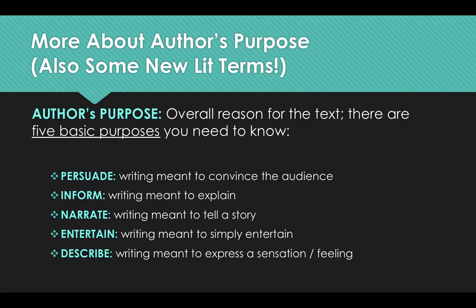Let's look really quick. So these are our new lit terms. They're not totally new because we reviewed them for a couple of days. But the author's purpose has 5 basic purposes. We look at these as PINED, P-I-N-E-D, so we can remember. Persuade: writing meant to convince the audience. We want them to do or behave or think a certain way. Inform: writing meant to explain, giving information. Narrate: writing meant to tell a story, so a narrative would be a story.